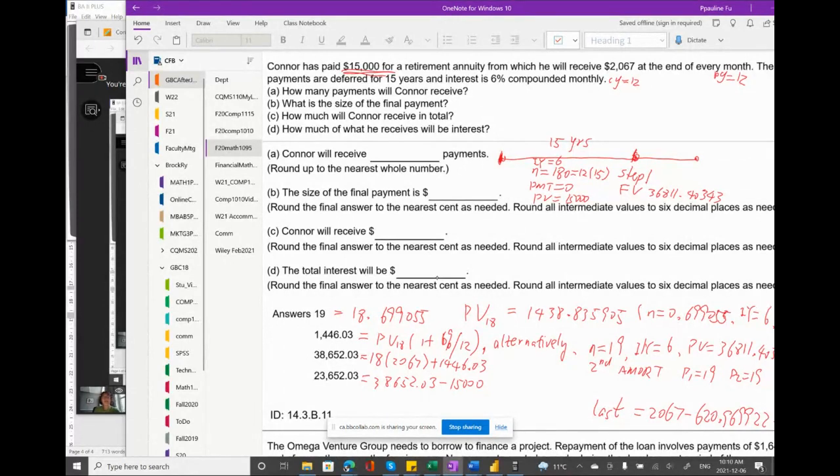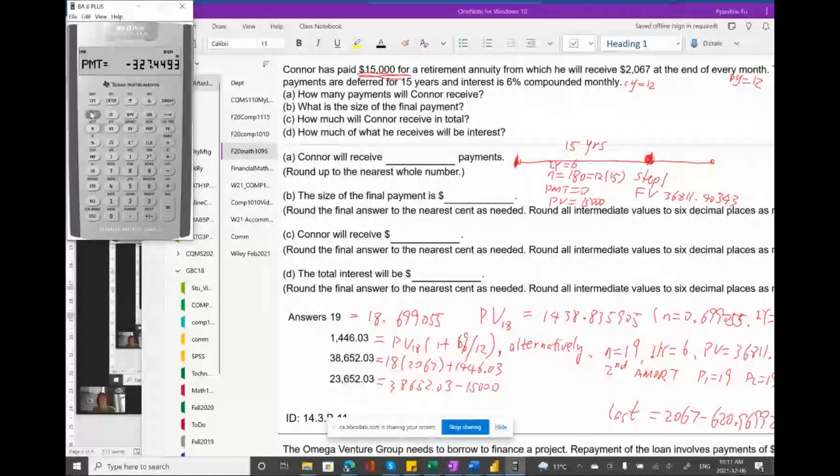During these 15 years, you do not pay anything. PMT is 0. Present value is 15,000. The question is, what is the future value after 15 years? That is step 1. Okay, so let's do step 1. The future value after 15 years.